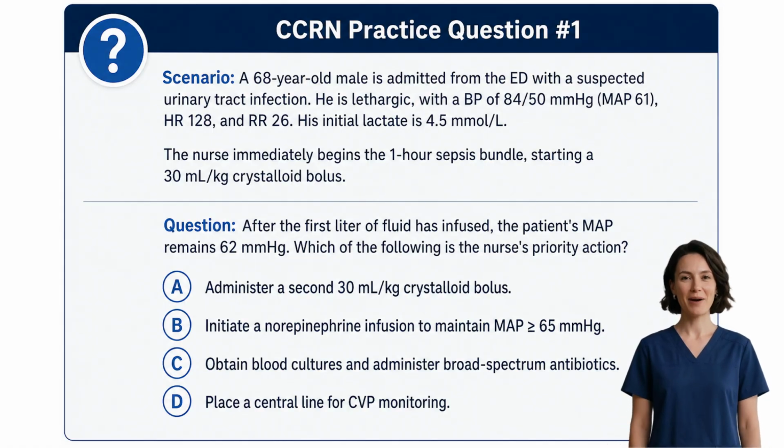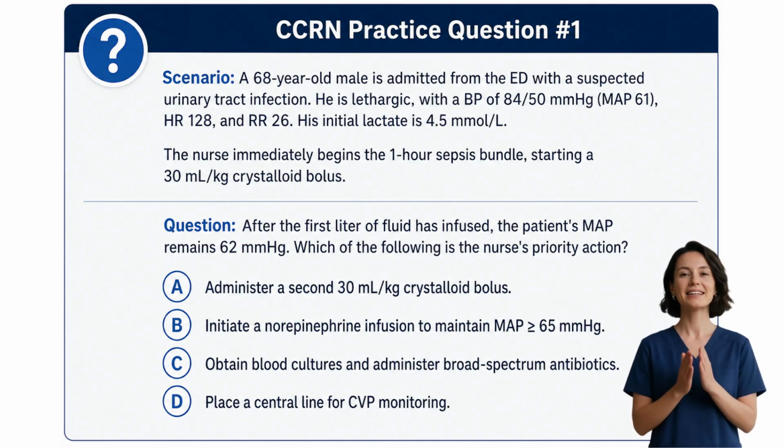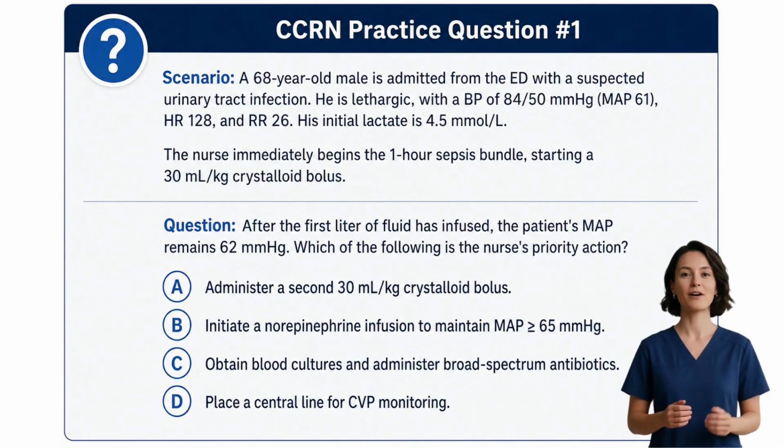Okay, let's put this into practice. Here is a typical CCRN-style question. A 68-year-old male is admitted with a suspected UTI. He is lethargic, with a BP of 84/50, which is a MAP of 61. His lactate is 4.5. You immediately start the 30 mL/kg bolus. After the first liter of fluid, his MAP is still 62. What is your priority action?